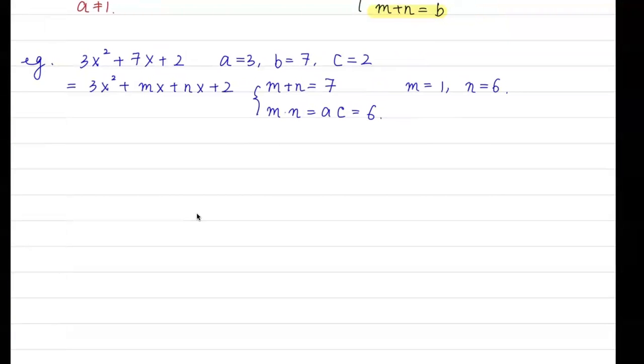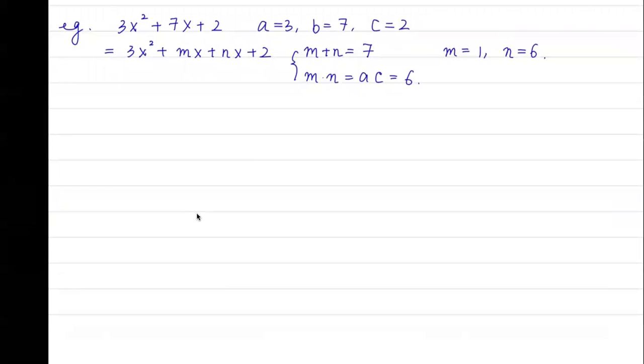Like I said, whether you say m is equal to 1, n is equal to 6, or m is equal to 6, n is equal to 1, does not matter here. But the answer for m and n is 1 and 6. So now we can plug the numbers back into our expression and see what we can do.